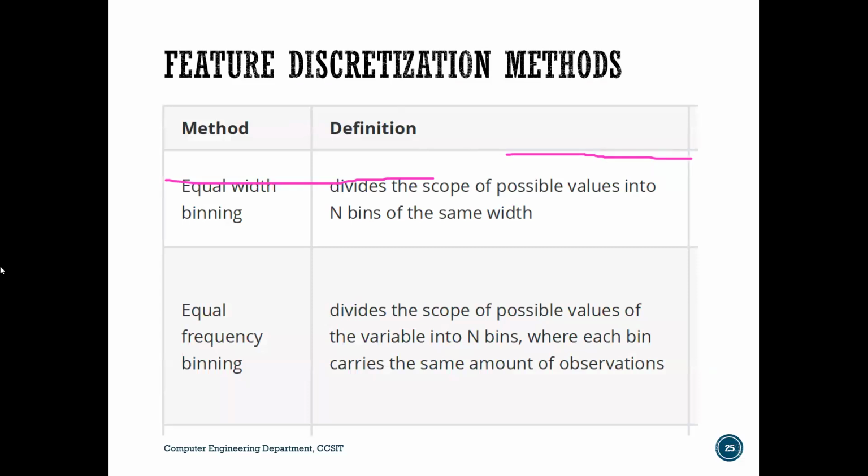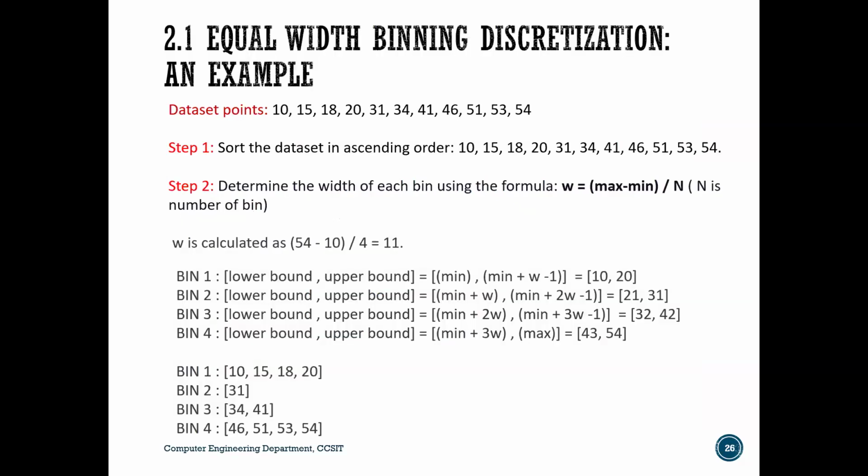We have two types of methods for discretization: equal width binning and equal frequency binning. It's very easy, it's not difficult. So now let's see each method one by one. First is equal width binning, and the example is here.